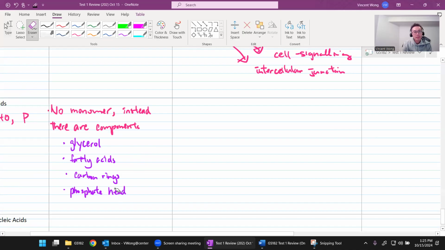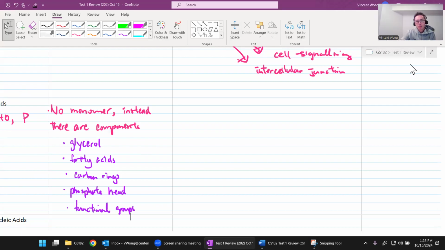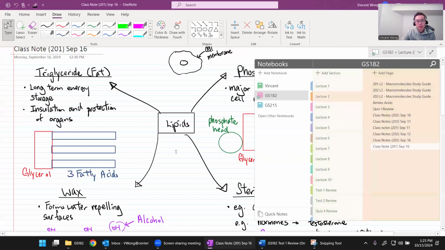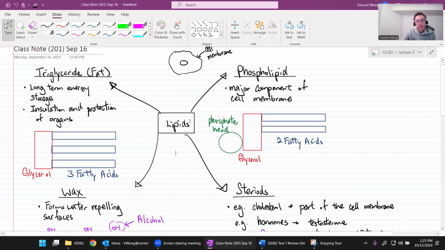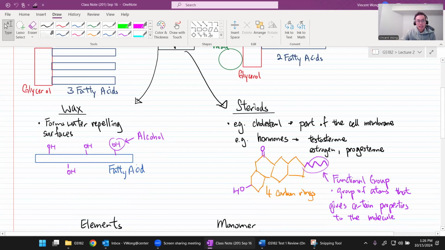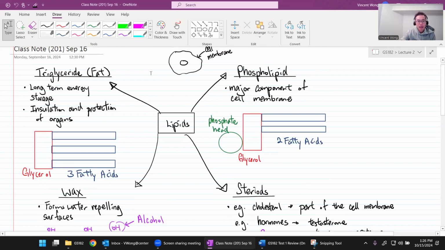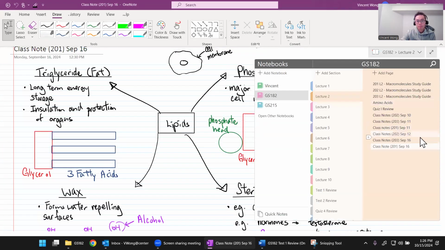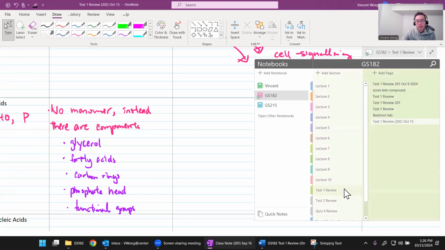Phosphate head, right? And then there are some functional groups. Now, I'm going to come back to this, but in lecture 2, we rolled it down. Lipids: a triglyceride has 1 glycerol and 3 fatty acids. A steroid has the carbon rings with the functional groups, right? So you can go back to the notes to help refresh your memory.